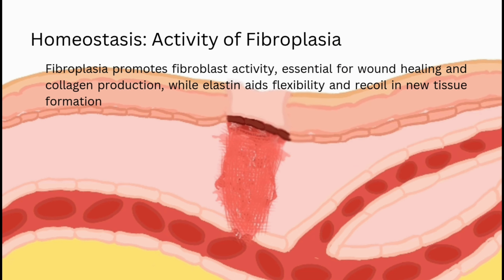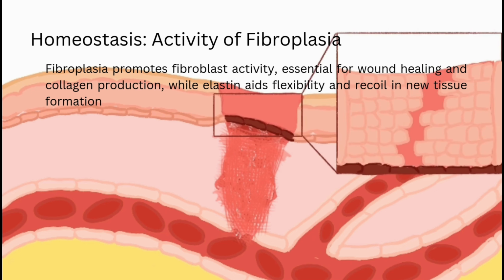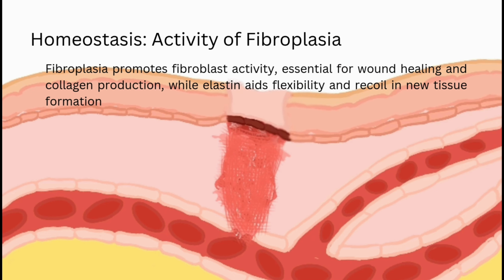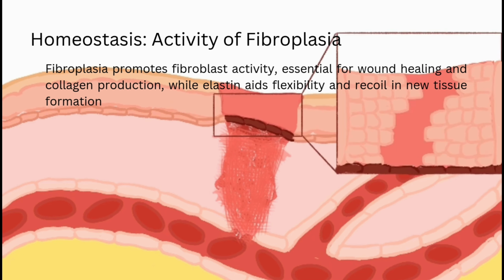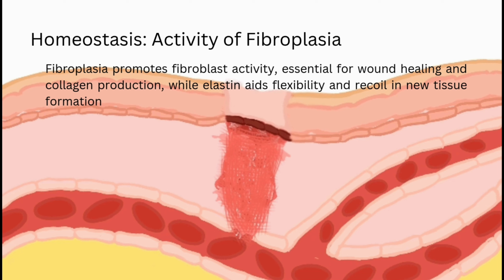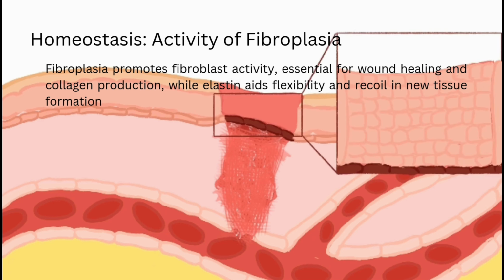So here's another simpler analogy for you. Imagine building a house. The foundation is like the wound, and the walls, roof, and other parts of the house are like the new tissue. Fibroblasts are like the builders who work to construct the house. Collagen is like the bricks and mortar that make up the walls and foundation. Elastin is like the flexible parts of the house, like the windows and doors that allow for movement. The fibroblasts are responsible for building the new tissue, which is the house, using collagen, which is the bricks and mortar, and elastin, the flexible parts.